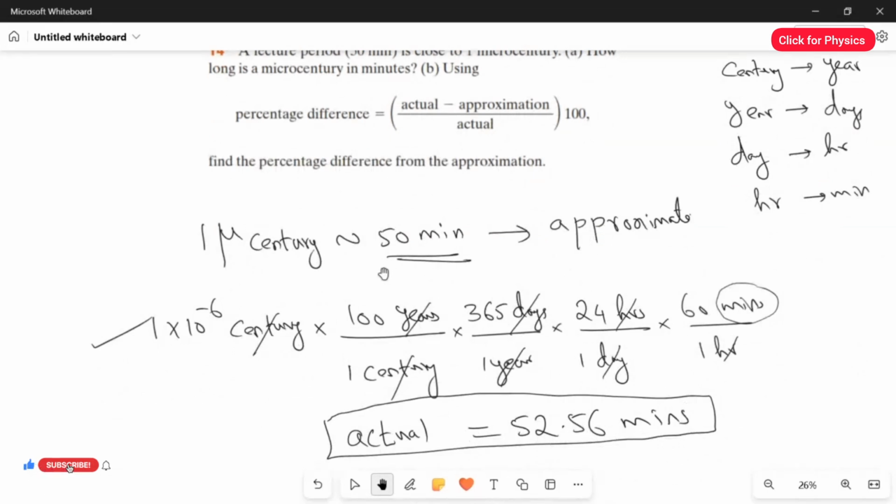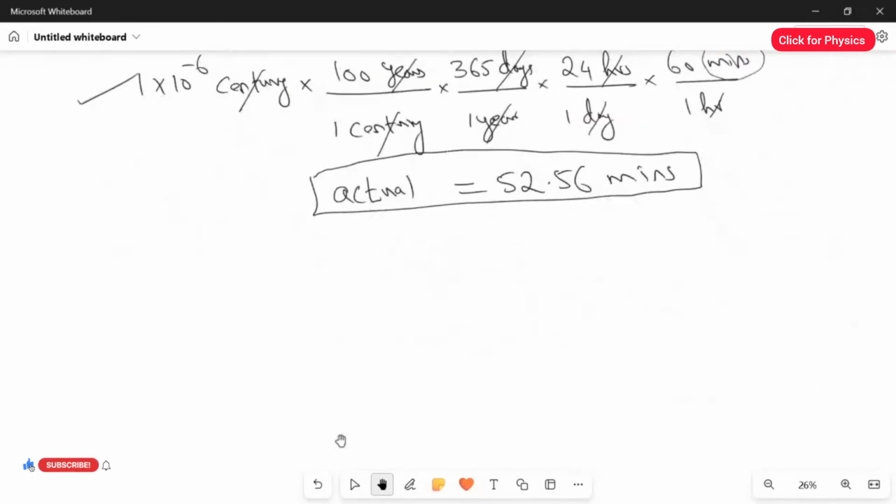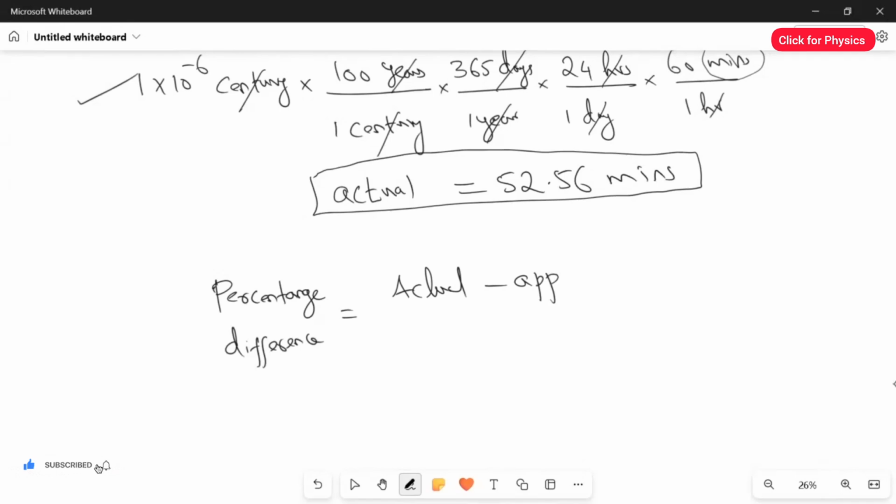Now we have to go to our second question. In the second question, they ask you to find the percentage difference between the actual value and the approximate value. What is our actual value? Just before, we found the answer as 52.56 minutes. And what is the approximate value? They already provided in the question, which is 50 minutes. Now by using these, we are going to find the percentage difference, and I have to use this formula. So let's write the formula here. Percentage difference is equal to actual value minus approximate value, divided by actual value, multiplied by 100.